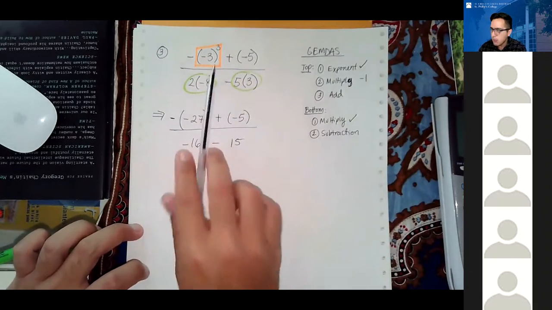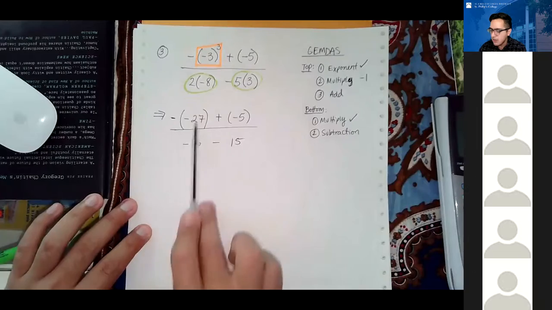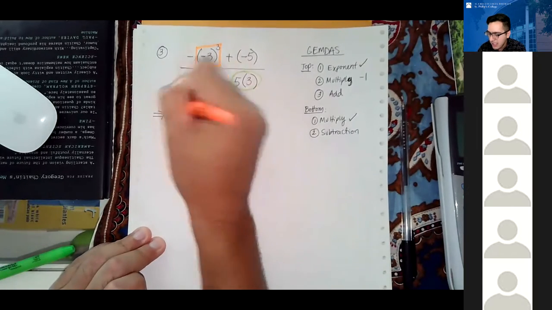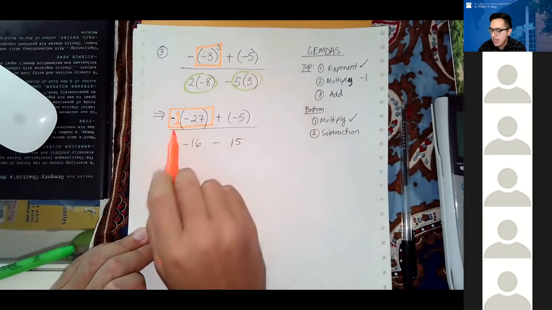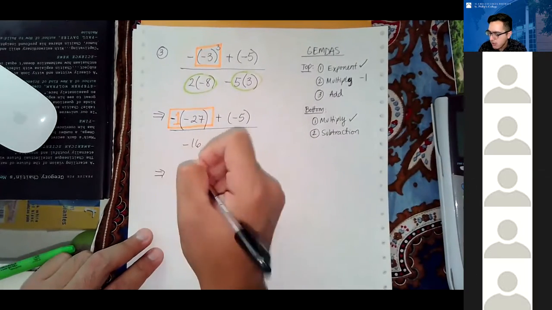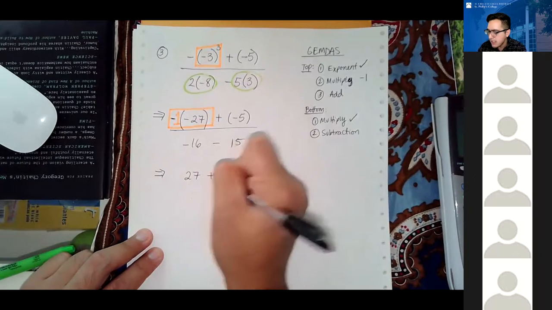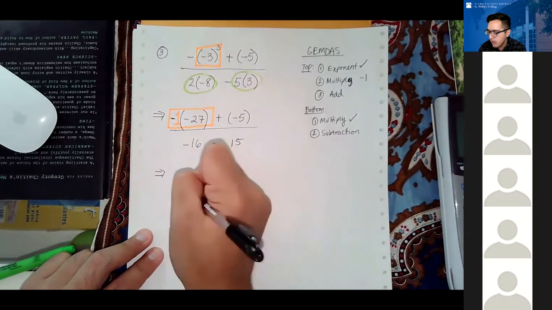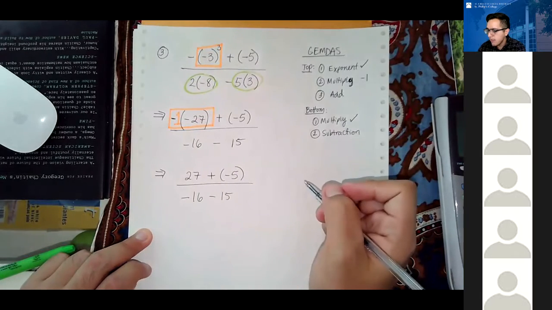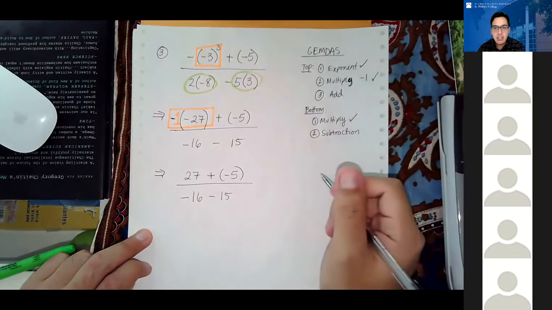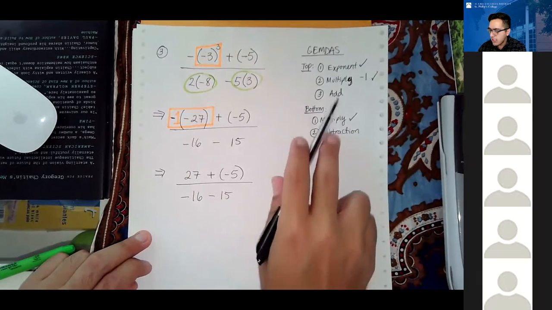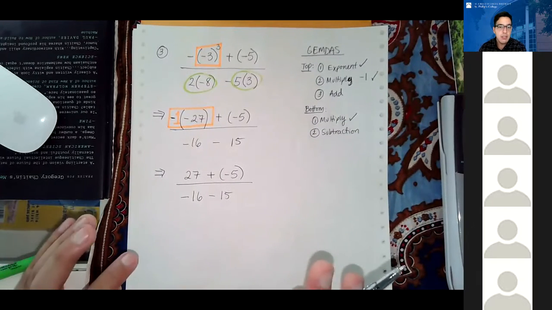But now if I want to work the top a little bit more, what I need to do is take care of this multiplication. We have to identify this as being -1 times -27, which will turn that into a positive 27 on top plus -5 over -16 minus 15. Okay, so I've taken care of the multiplication. Again, I can take care of the addition and subtraction simultaneously because they're in two separate groups.